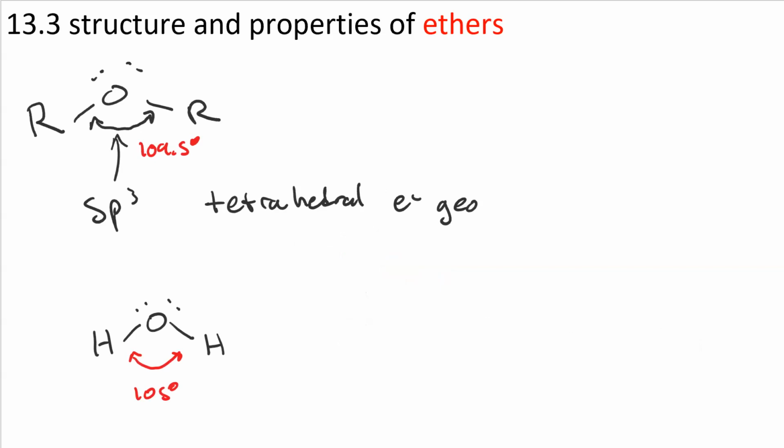Water is not an ether, but you can think of it as an analog. The bond angle in water is 105 degrees. That's because the two lone pairs repel more strongly than the two bonding pairs, or you can think of them as taking up more space. Either way, that shrinks the bond angle.